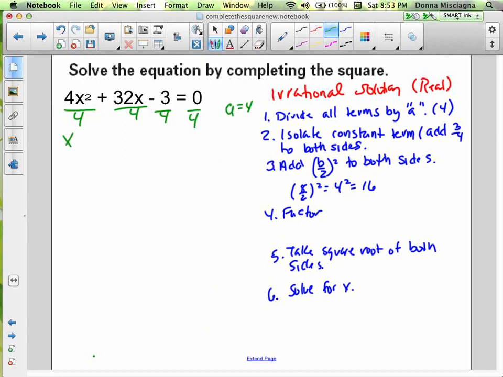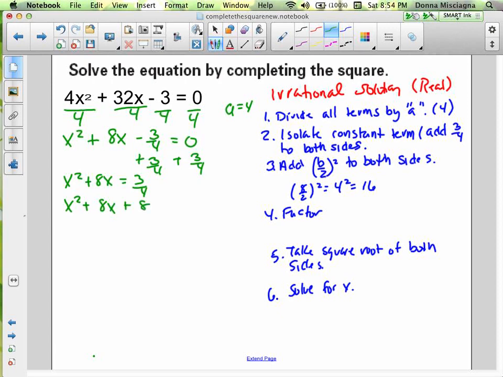That's going to give us x squared plus 8x minus 3/4 equals 0. Add 3/4 to both sides and do leave that as a fraction. So we have x squared plus 8x equals 3/4. We're going to add b, which is 8, divided by 2 squared to both sides. So it's going to be x squared plus 8x plus 8 divided by 2 is 4, and 4 squared is 16.